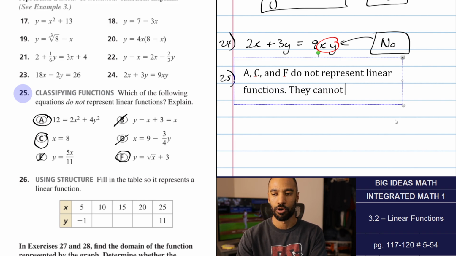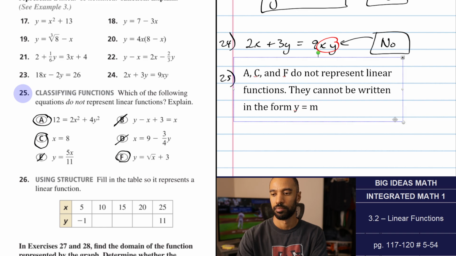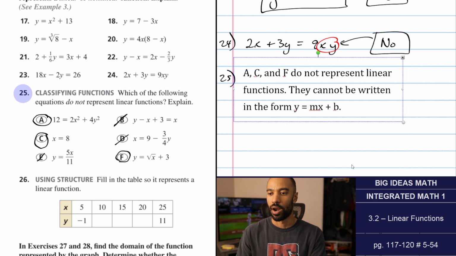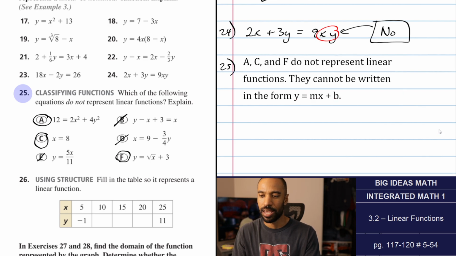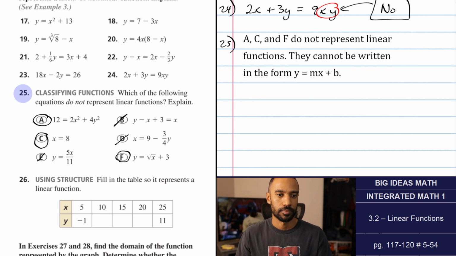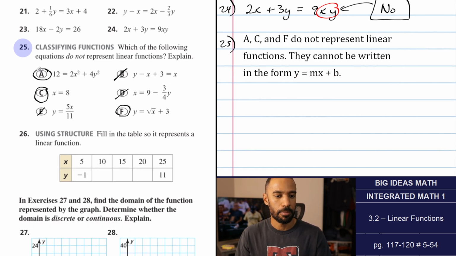They cannot be written in the form y equals mx plus b, whereas B, D, and E can. Number 26, fill in the table so it represents a linear function.